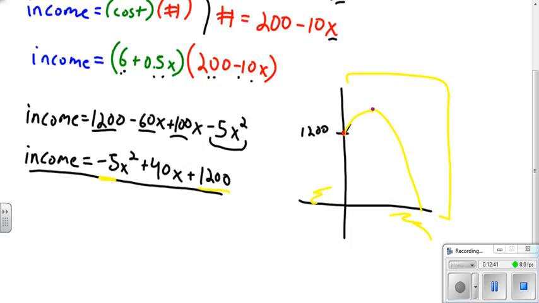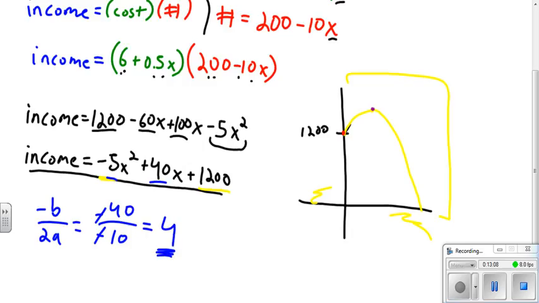Now we know that to find that vertex, remember it's always just negative b over 2a. And we know that our b is 40, so we'd put negative 40. Our a is this negative 5. Negative 5 times 2 leaves us with negative 10. Negative 40 over negative 10. The negatives cancel each other out, so we're left with 4 over 1, or 4. So our x value is 4. 1, 2, 3, 4. Which means that there were 4 increases of 50 cents each time to get to this value.